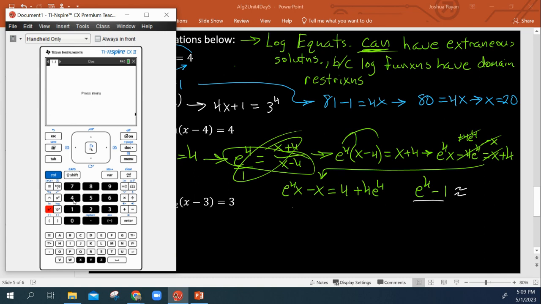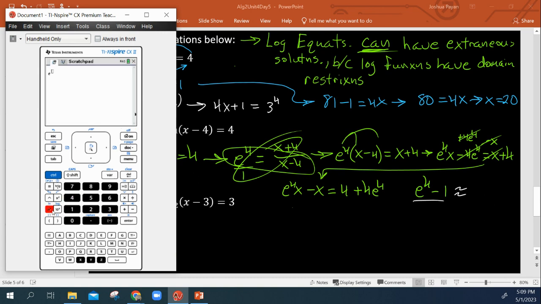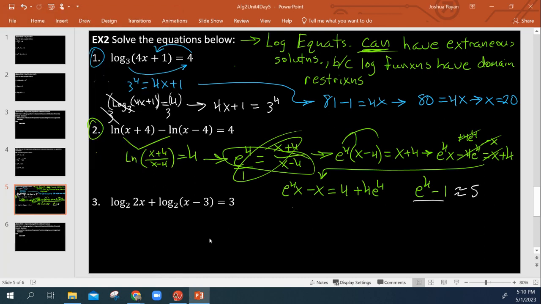So I'm going to say e to the fourth power, all of that minus 1. That is going to give me about 53.60. So these two are like terms that combine into about 53.60x, which is of course equal to 4 plus 4 times e to the fourth power.